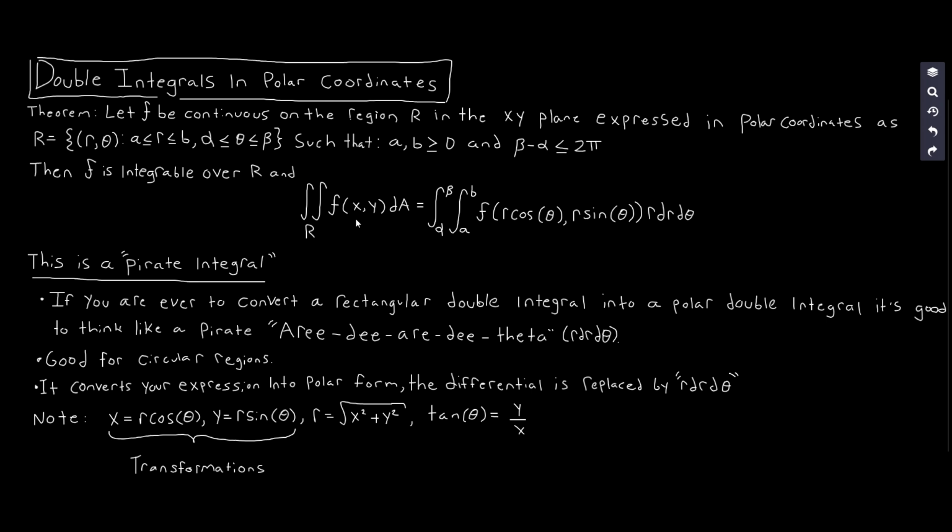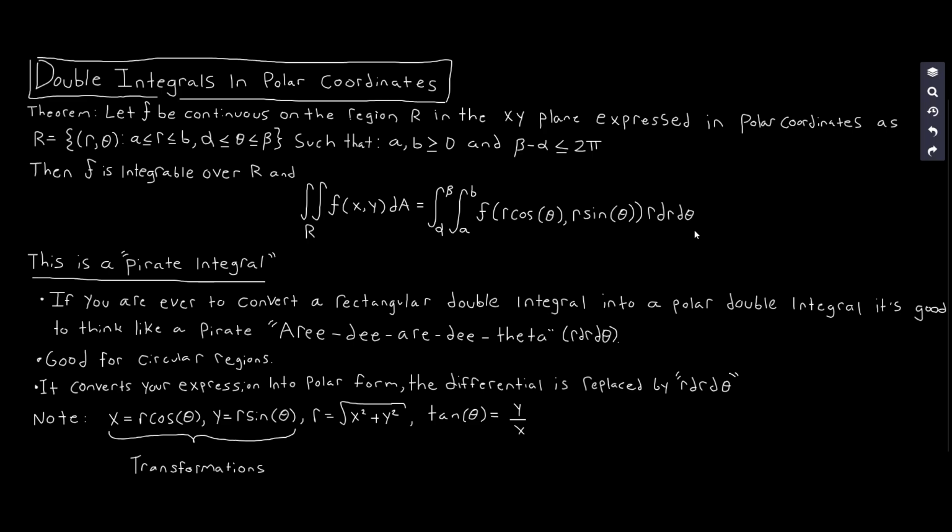So if we have this double integral of f of x and y, and we have our differential dA, that's equal to the integral from alpha to beta times the integral from a to b of f of r cosine of theta and r sine of theta, r dr d theta.